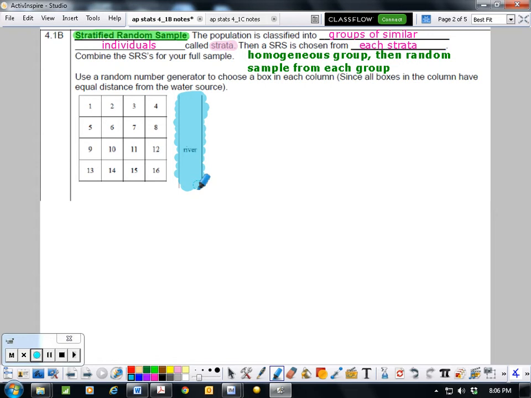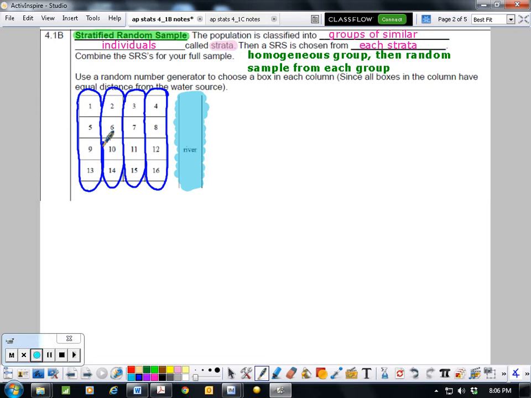So what we may want to do is create strata of close to the river, not as close to the river, and farther away. So the farther away we are from our water source, probably the less amount of corn we're going to grow. And so this now makes sure that we get a little bit from each part, and we get a better idea of how much corn we're going to end up with. It's a better idea on how to figure out how much corn we might end up with.